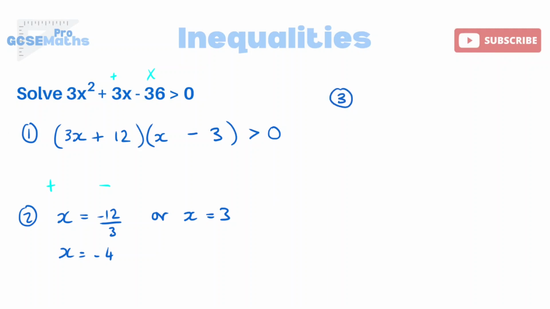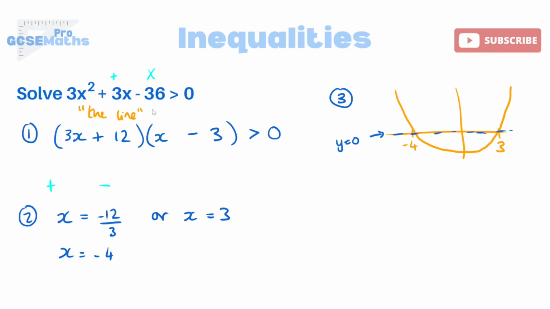And now the actual bit that we want is solving it. So I've got minus 4 and I've got positive 3. I know it's a positive quadratic, so I can just draw it like this. And I'm saying, okay, where y is equal to 0 is the x-axis, as we've said before. And I'm saying the line is what? In this case, greater than 0.